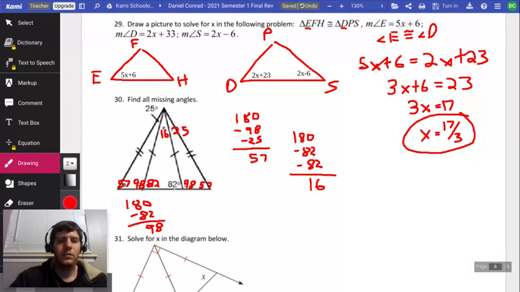Okay, so you started with the 82 here. This small triangle is isosceles. So this one over here is also 82. You then have linear pairs here. So 180 minus 82 is 98. The three angles of a triangle add up to 180. So you have 98 and 25. So we did 180 minus 98 minus 25. That gave us 57.